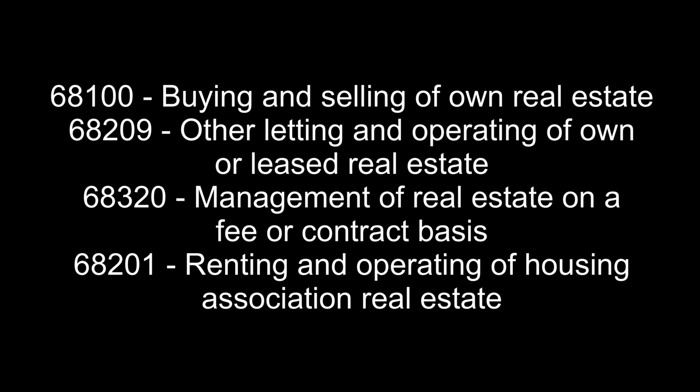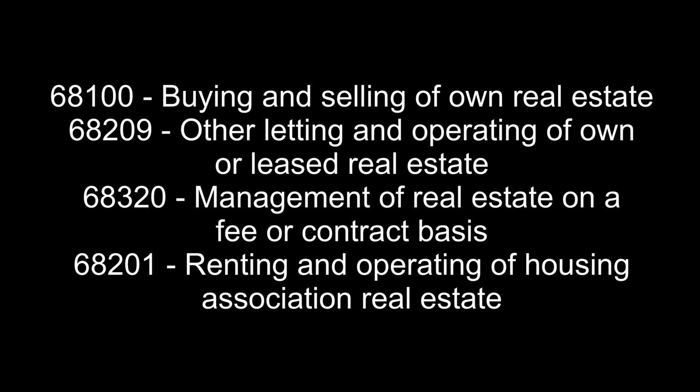Now, we generally find with property companies there is probably one of a few standard industry classifications that we need to use. So as you can see on screen now, we have 68100, which is buying and selling of own real estate. We have 68209, which is our other letting and operating of own and leased real estate. 68320, which is our management of real estate on a fee or contract basis. And 68201, which is renting and operating of housing association real estate.